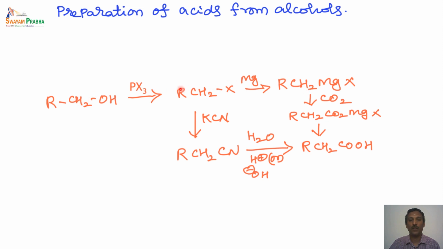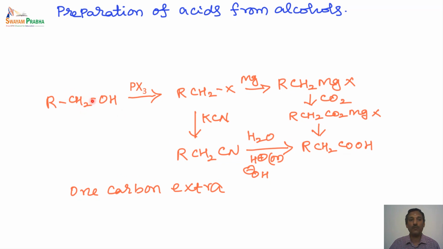So these two methods, like conversion of the alcohol to alkyl halide and treatment with CO2 after the formation of the Grignard reagent giving the carboxylic acid, or alkyl halide when treated with a cyanide nucleophile giving the carboxylic acid after hydrolysis. In both the processes there is an increase of one carbon, that is one carbon elongation or homologation of the primary alcohol is possible. So this way we can make a new carboxylic acid from the primary alcohol.